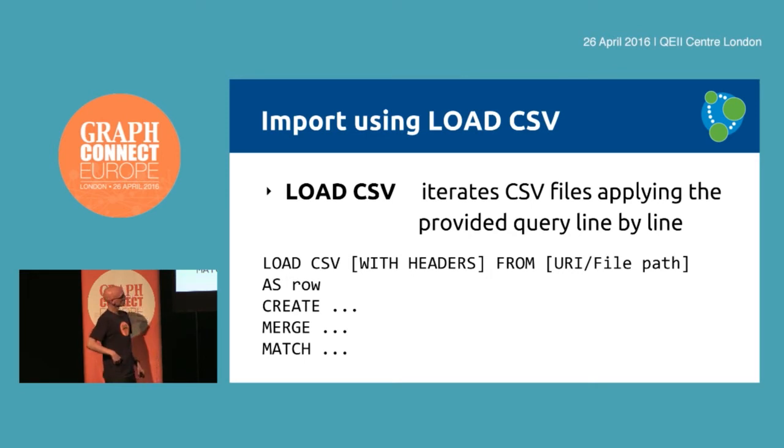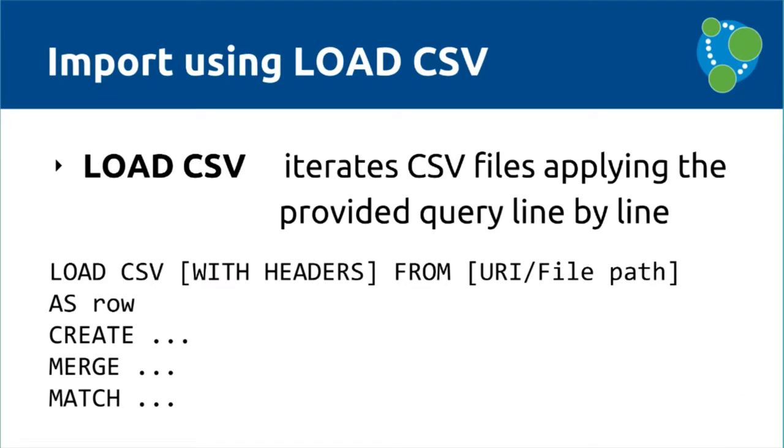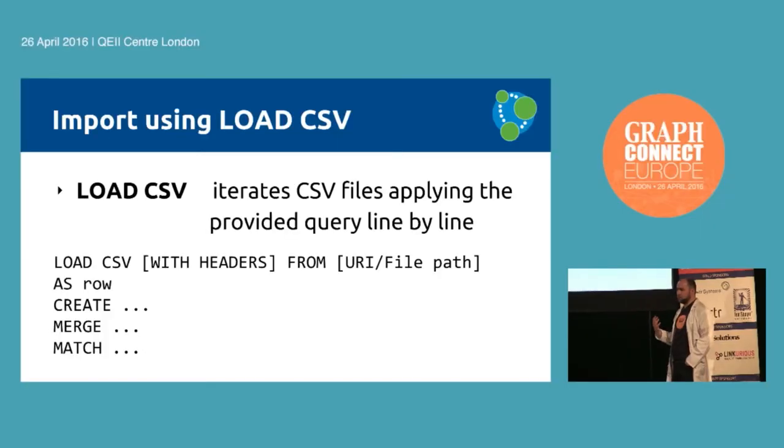So what it does is, depending on whether the with headers option is provided or not, it will return each line of the CSV either as a list of values or as a map, which maps the headers to the fields. And that's just an input that you can use in Cypher to do stuff, right? So you can destructure it, you can create data, you can update data, you can remove data, you can also just match data with stuff that comes from a CSV.